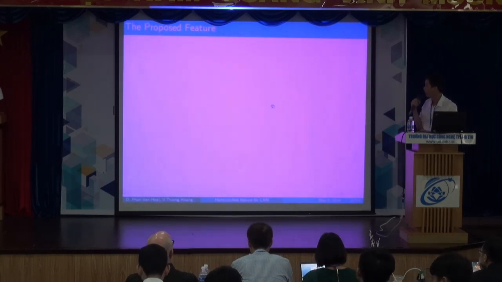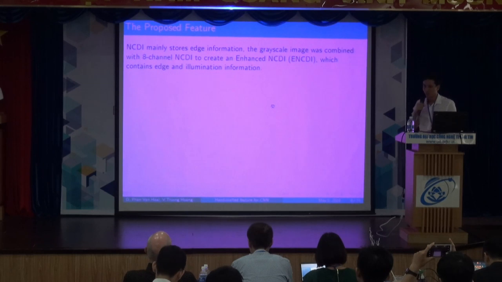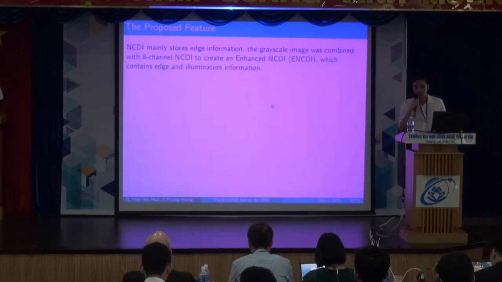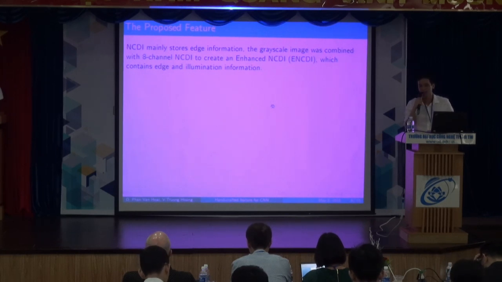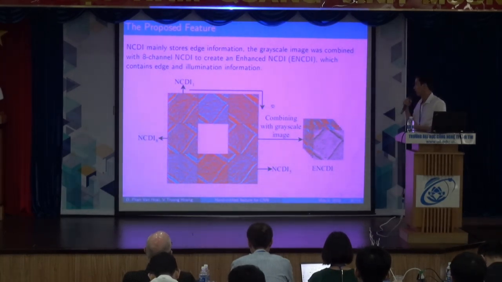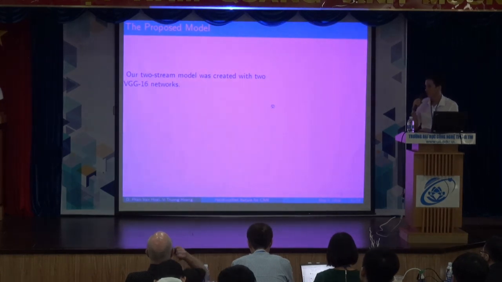And here is our proposed feature based on the neighbor center difference image. The NDCI feature mainly stores only edge information. Therefore, we propose to concatenate the grayscale image with the NDCI to acquire the enhanced NDCI, which contains edge and also illumination information. As shown here, the NDCI is extracted as described above, and then we combine it with the grayscale image to obtain ENDCI.